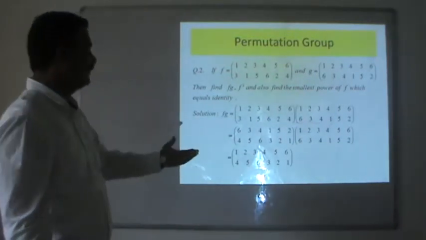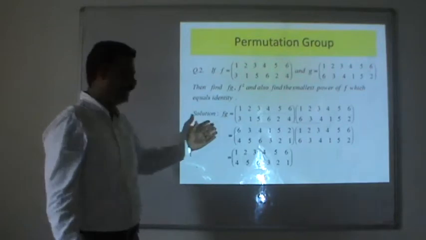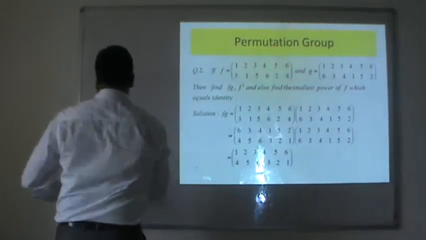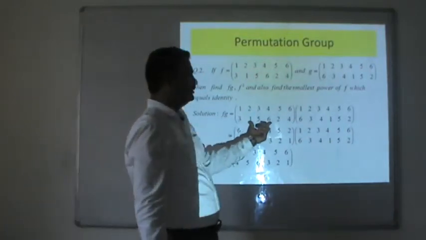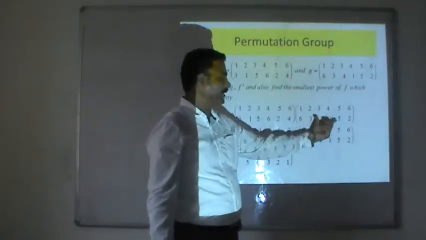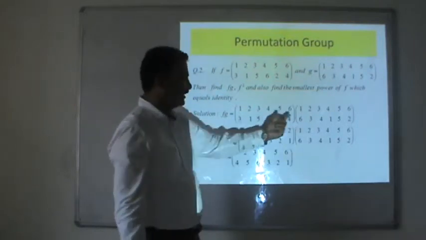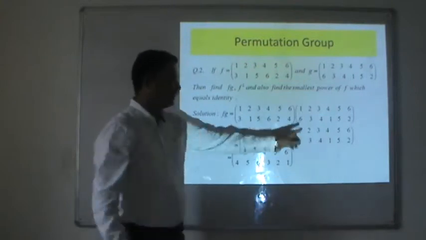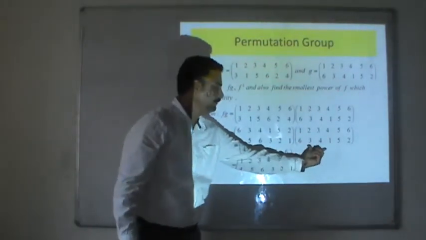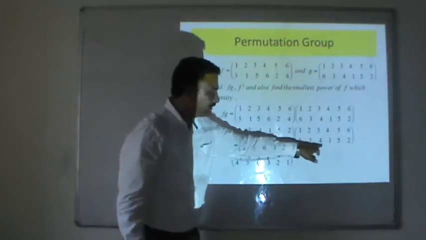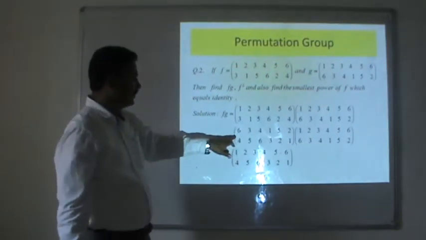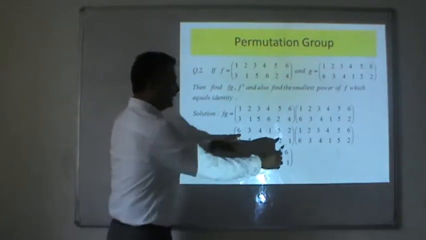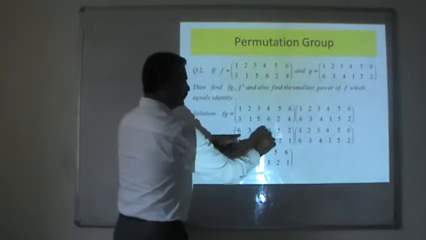So first of all we find FG in a similar manner as we proceeded above. F into G, we simply write the F permutation as such, and the G permutation. Again, in order to find their product, first we rewrite the second permutation. This G permutation we write as such again. Then the second row of the second permutation coincides with the first row of the first permutation. So we rewrite 6, 3, 4, 1, 5, 2 again.